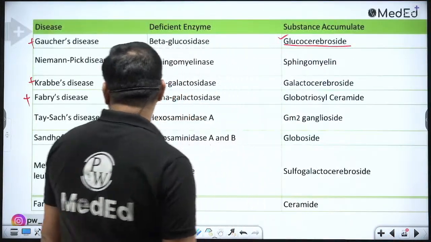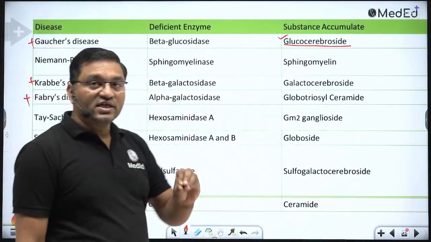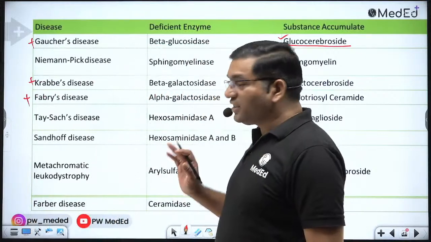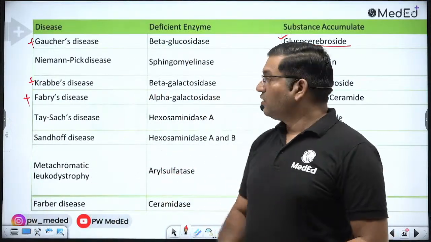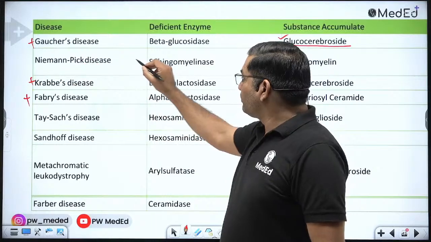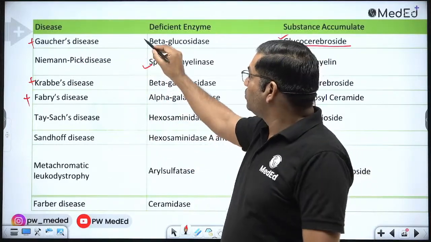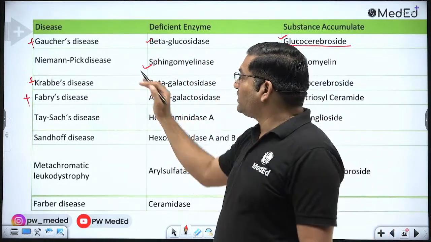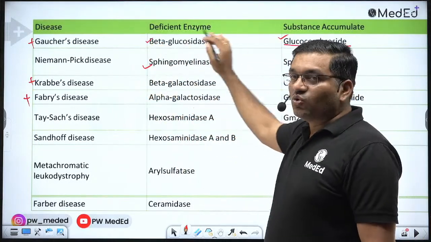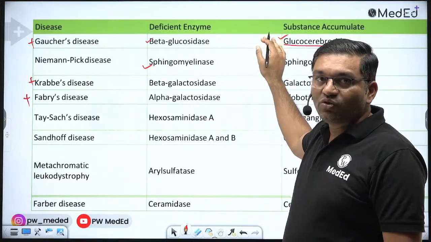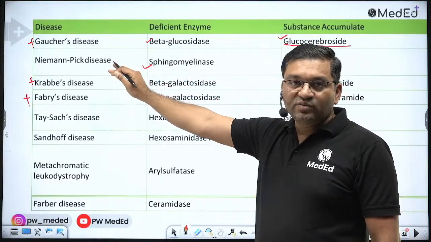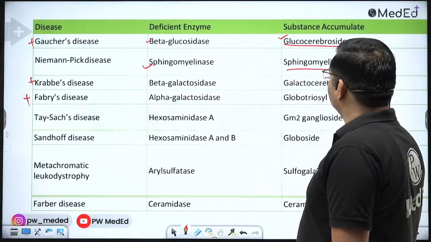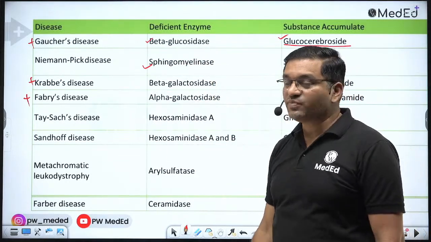Liver, spleen and bone marrow. What to remember from this is that in Gaucher's disease there is no cherry red spot. Niemann-Pick disease is due to sphingomyelinase defect. Gaucher's disease is due to beta glucosidase or glucocerebrosidase defect. What is accumulated in Gaucher's disease? Cerebroside. And in Niemann-Pick disease? Sphingomyelin, because of the defect in sphingomyelinase.